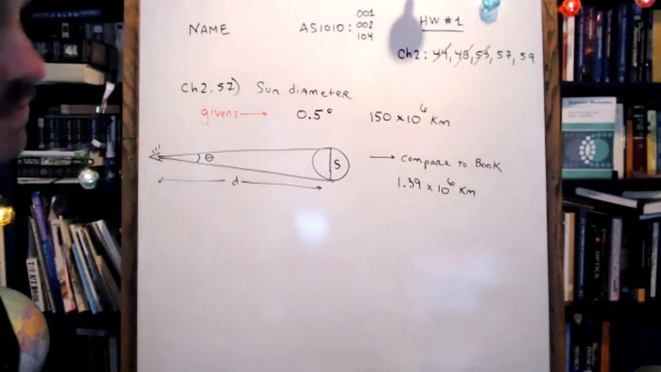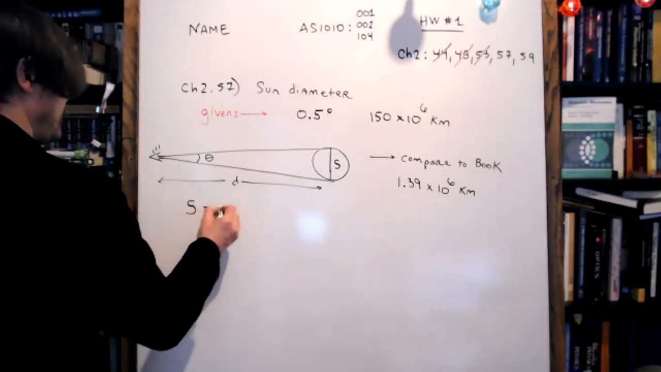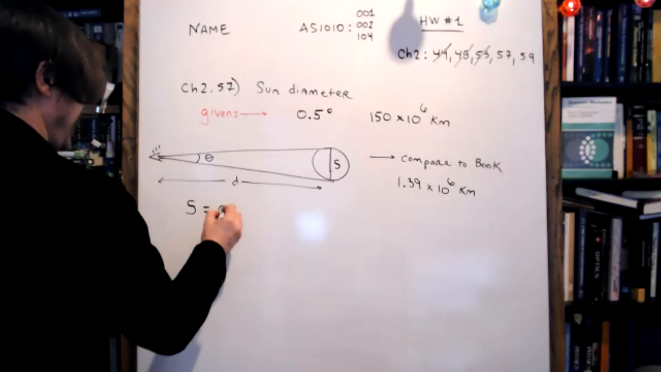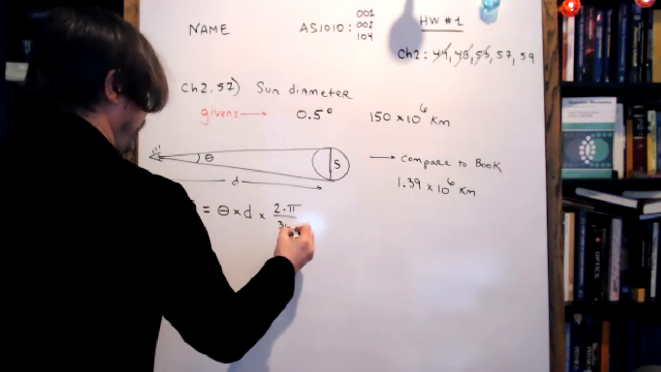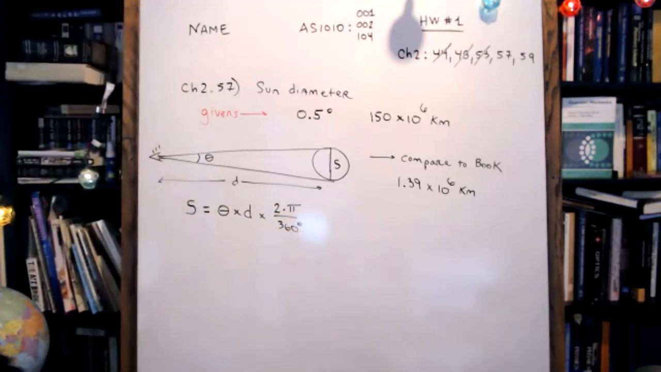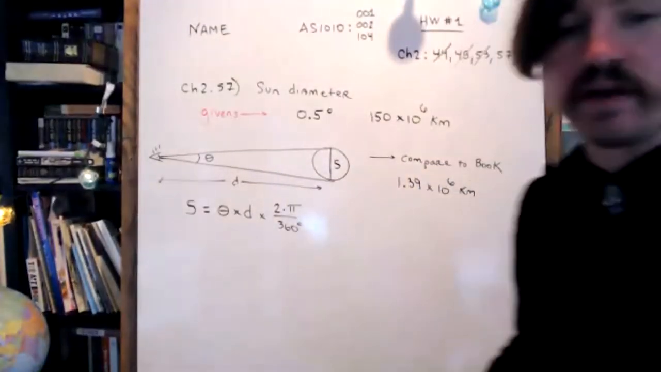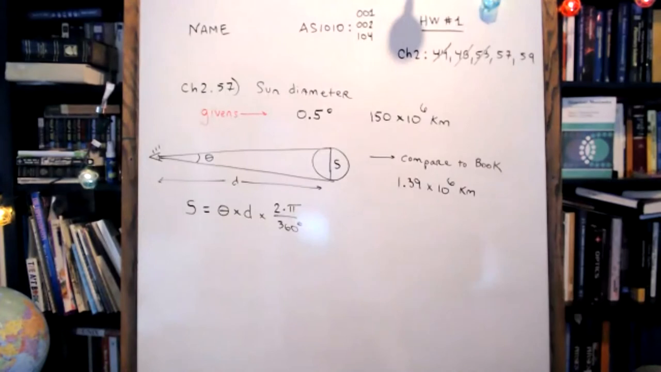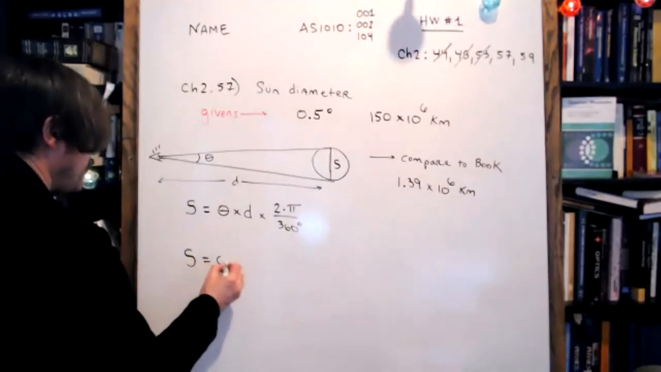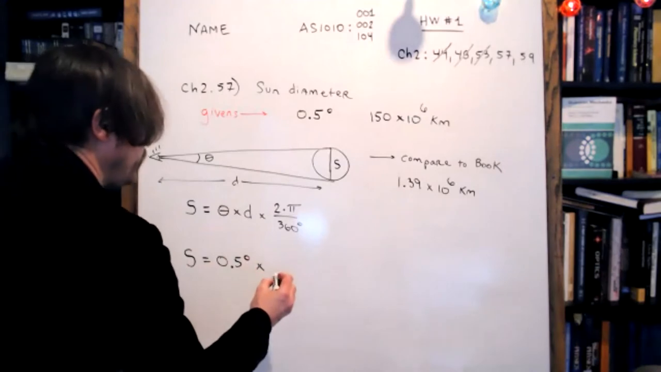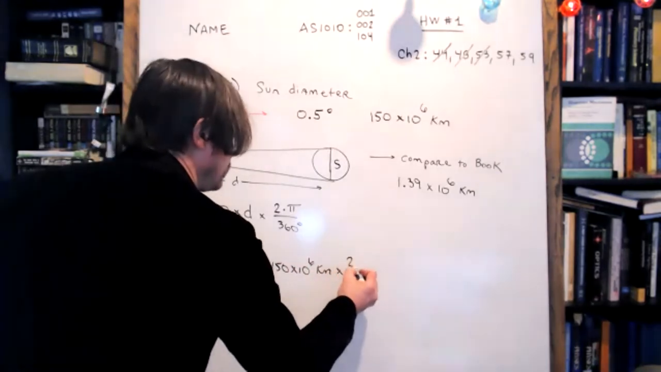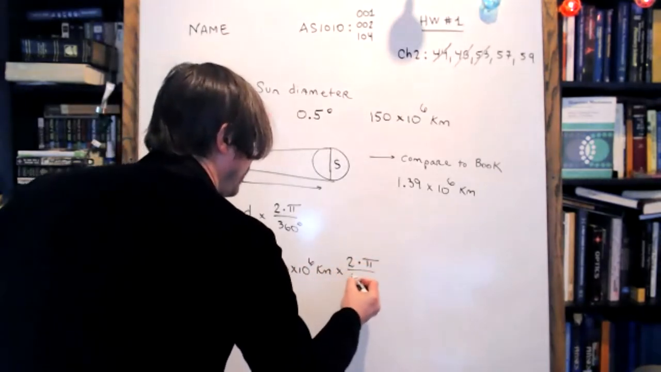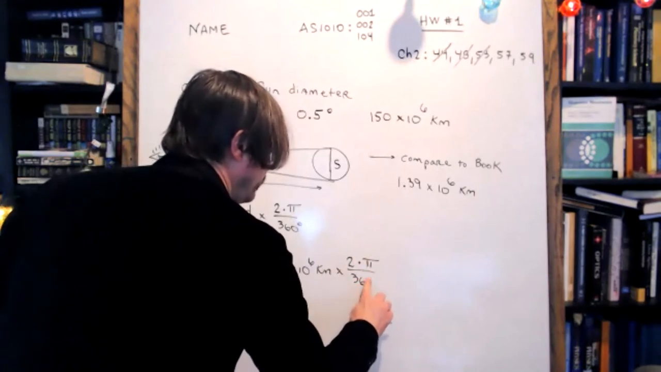And let's go ahead and rewrite the small angle formula out. The size is the angular size times the distance times 2 pi over 360 degrees. So Jenna, you seem to know what's up. What should I do next? Okay, now we plug in the numbers into the formula. Pretty much that easy. So let's write it again. S equals 0.5 degrees times 150 million kilometers times 2 times pi over 360 degrees.